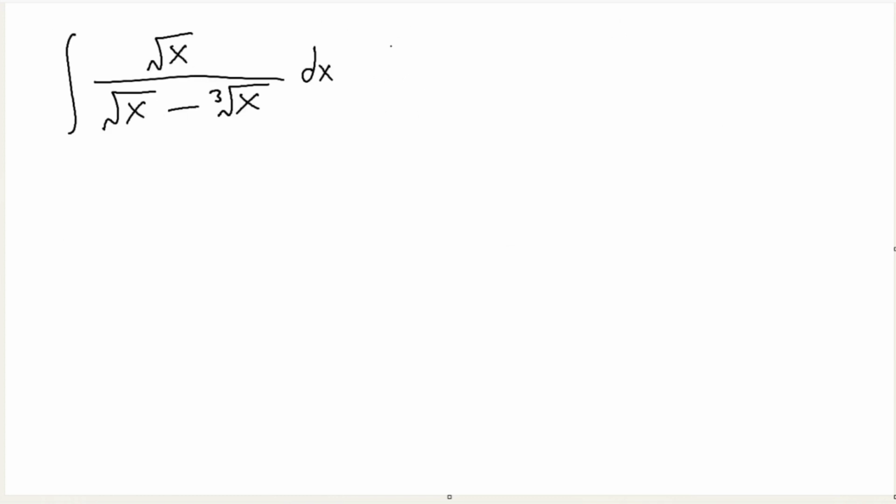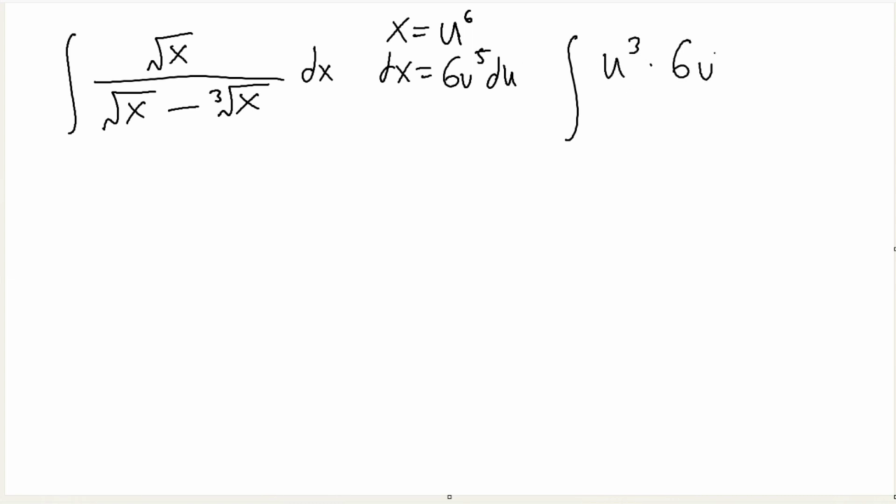Again, this looks terrifying, it looks awkward, but we just have to get rid of the radicals. However, we have a mixture of square roots and cube roots. So how can we get rid of both? We let x equal u to the power of 6. So that now would cancel out the square roots and the cube roots. So dx is 6u^5. And so now square root of u to the power of 6, that's u cubed, times 6u^5 du.